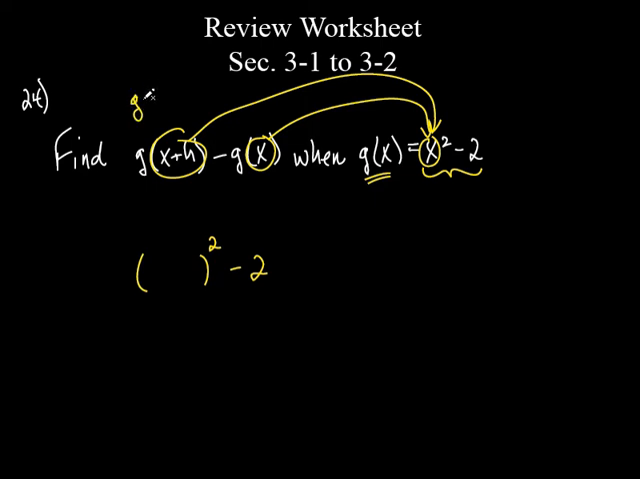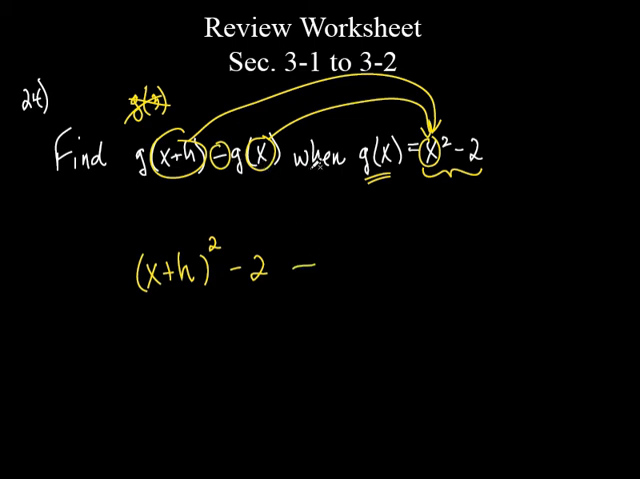I don't know. So what if it said find g of 3? What would you do? You'd take a 3 and you'd plug it in for this, right? 3 squared is 9 minus 2 is 7. But it doesn't say 3, does it? It's not that easy. It says this, but we're still plugging this in for this x. So I'm going to go x plus h squared minus 2. Now what else does it say? It says minus, so we put a big minus right there, g of x.